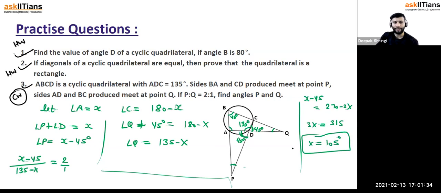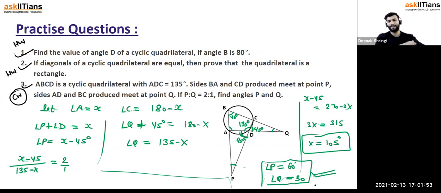But they have asked you angle P and angle Q. So angle P क्या है? Angle P तो है x minus 45. So 105 minus 45 would be what? 60 degree. And angle Q is what? 135 minus x. That means 135 minus 105. That is what? 30 degrees. So angle P is 60 and angle Q is 30. And you can even check P by Q in the ratio of 2 is to 1. Is it coming? Yeah, it's coming. That means your answer is absolutely correct.